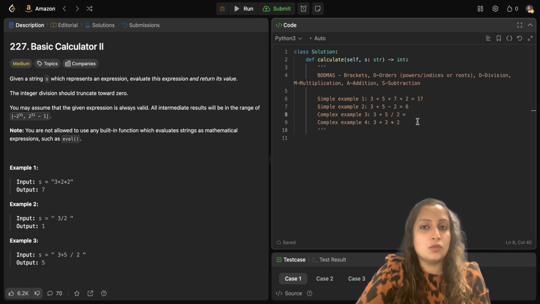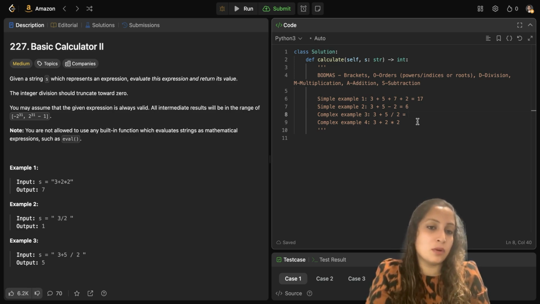So basically, you are still going from left to right, but if you come across a mathematical operation that takes more priority, such as a division or a multiplication, in that case, you reverse what you did before. You subtract your prior value from the current answer, and then you first perform the division or multiplication, and then you add that value again.